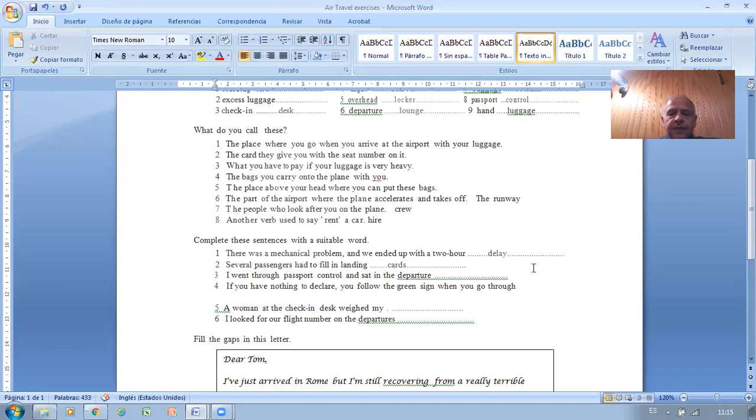Then it says here, I went through passport control and sat in the departure lounge. The lounge or the departure lounge is where you wait for your flight. If you have nothing to declare, you follow the green sign when you go through customs.